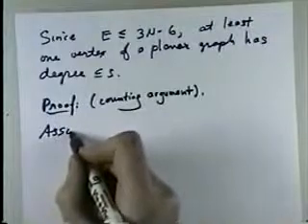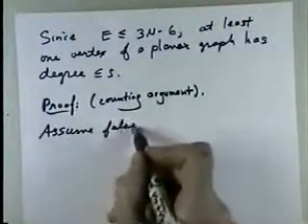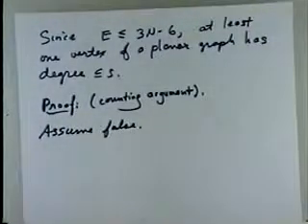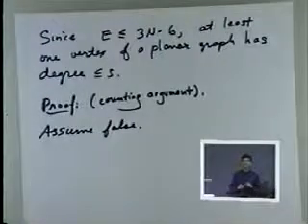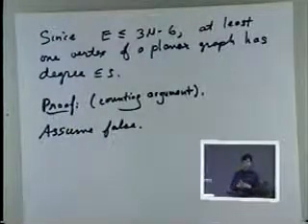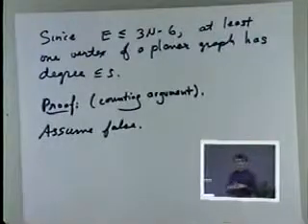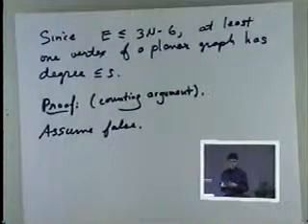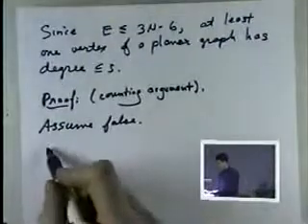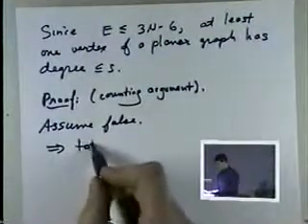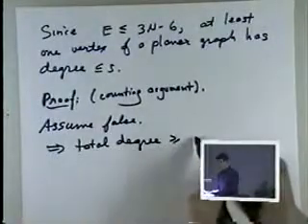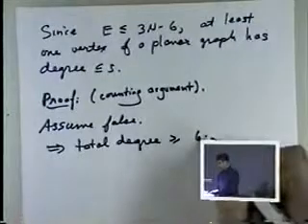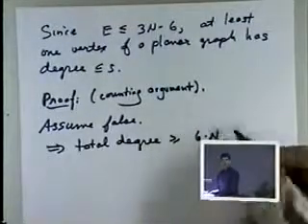Okay, so assume not. If not, that means that every node must have degree at least 6. And this means that the total degree is greater than or equal to 6 times the number of nodes.